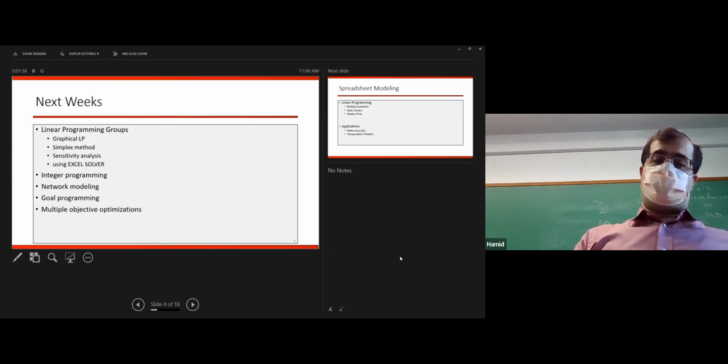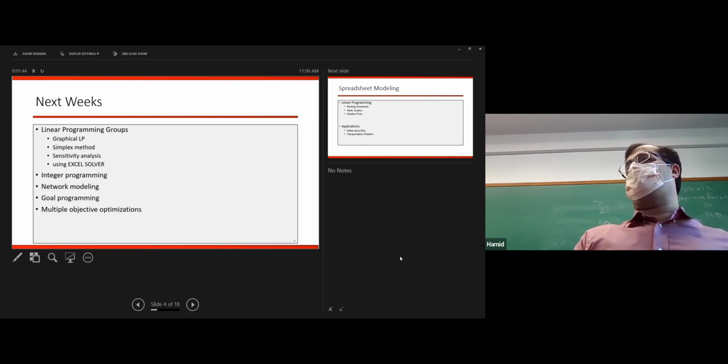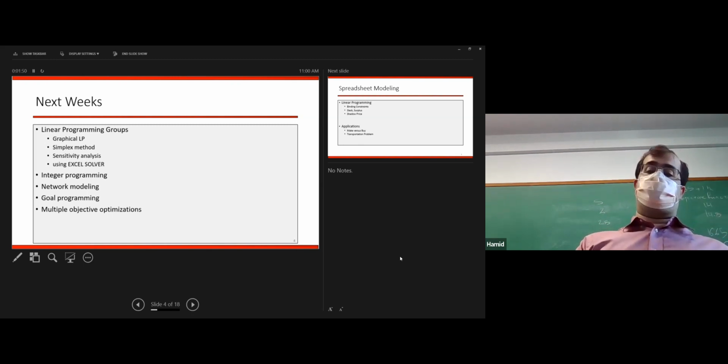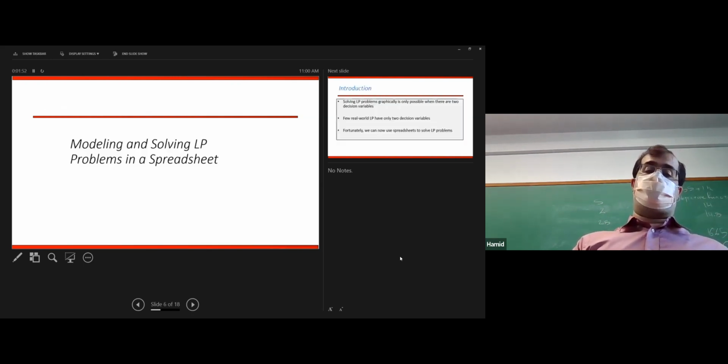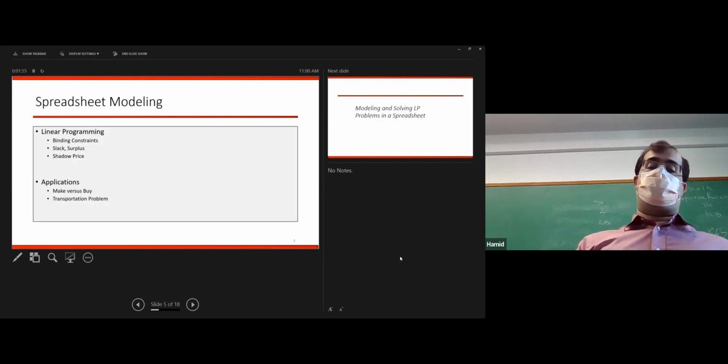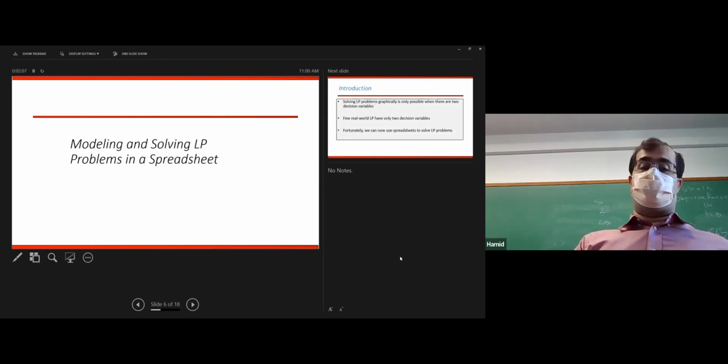So today we learned Microsoft Excel Solver, which utilizes the simplex method for solving such prescriptive analytics problems. And also we looked over some jargon of linear programming in case you need to analyze your solutions. You need to know those jargon.